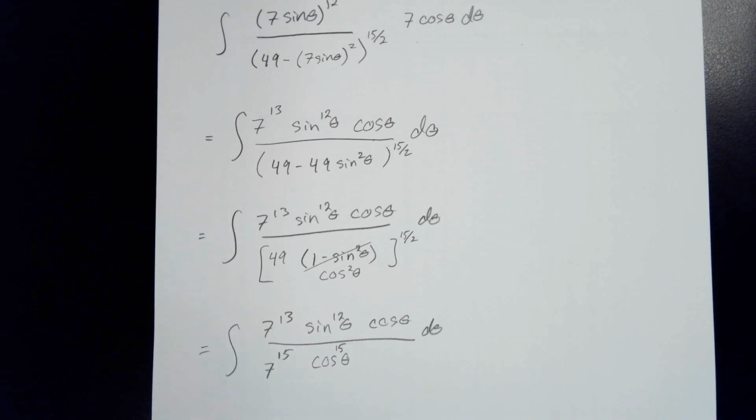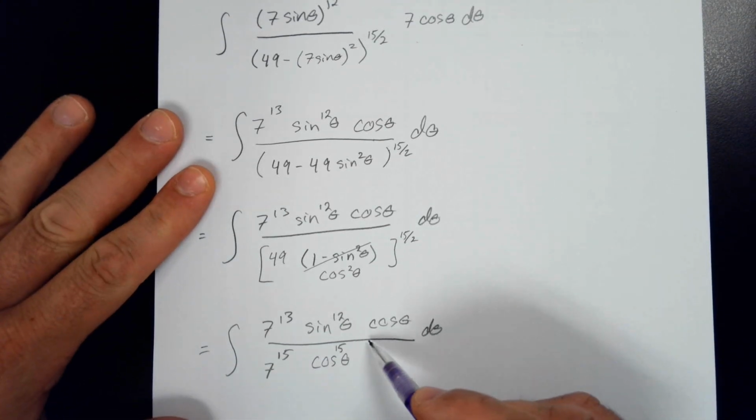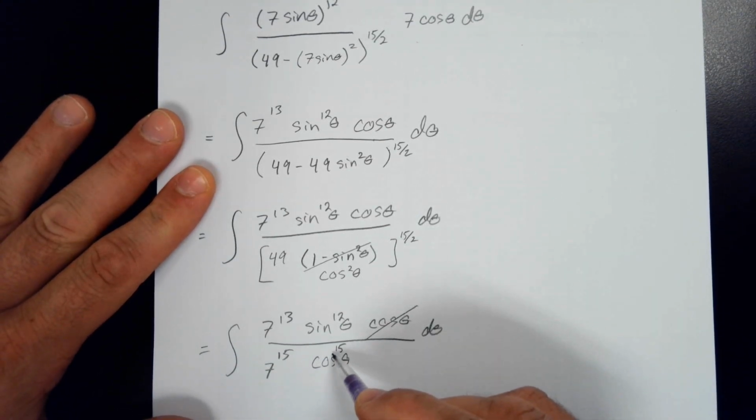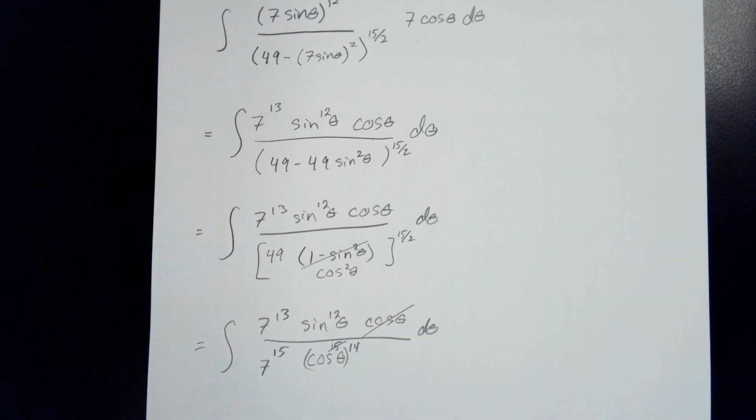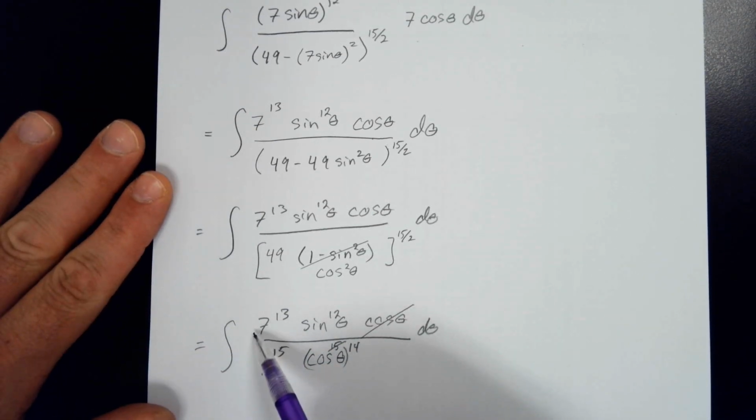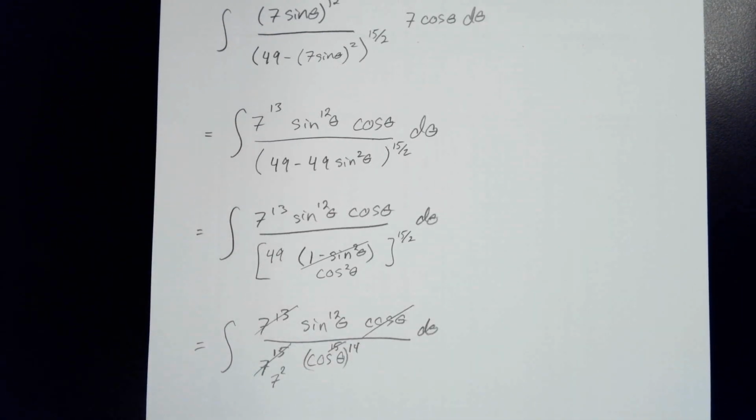Okay, now it might not look like it, but our hope is that this simplifies now. So let's start seeing some stuff that can simplify. First of all, one of these cosine thetas can cancel out with one of these, and I just have 14 cosine thetas. Another thing that can happen is I've got 13 sevens up here, and I've got 15 sevens down here, so that's really the same as 2 sevens in the denominator.